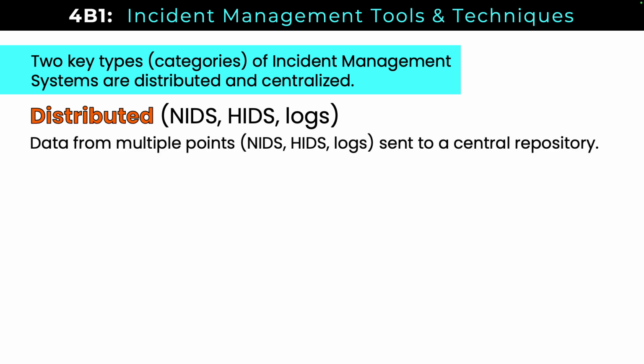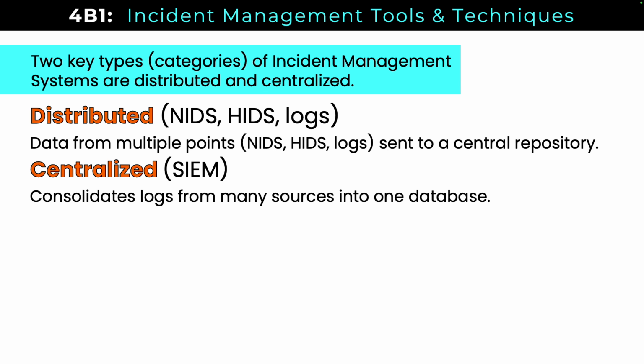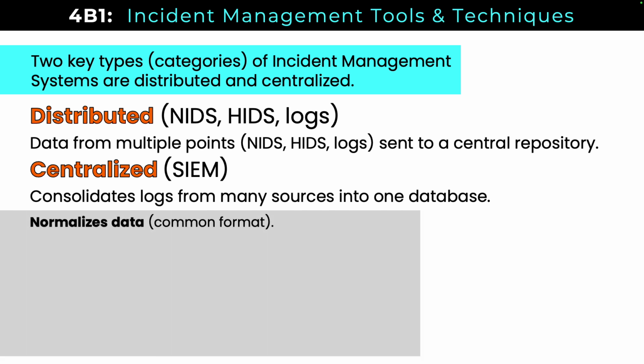Now, data from multiple points are generally sent to a central repository. Often that centralized system is a SIEM, a Security Information Event Management System that we've discussed previously, which will consolidate logs from many sources into one database. In fact, we have some common expectations of a SIEM solution. It will generally normalize the data. It will bring data from disparate sources into a single repository and put it into a common format so we can query across that data.